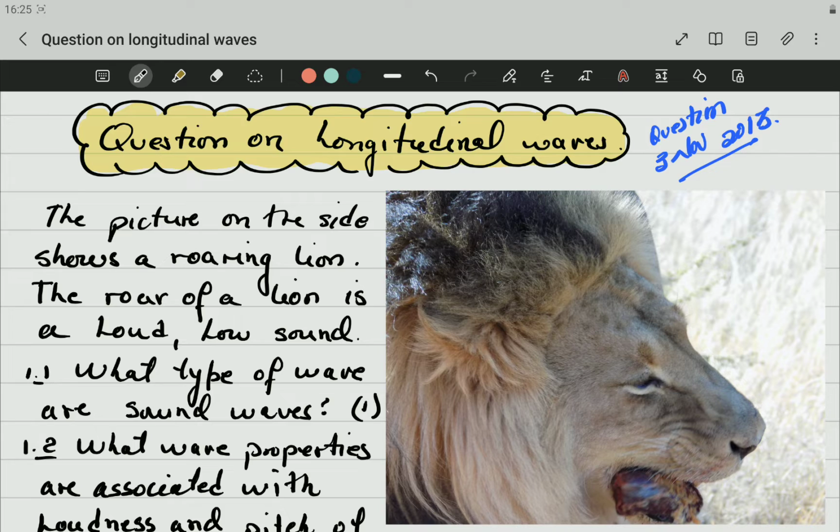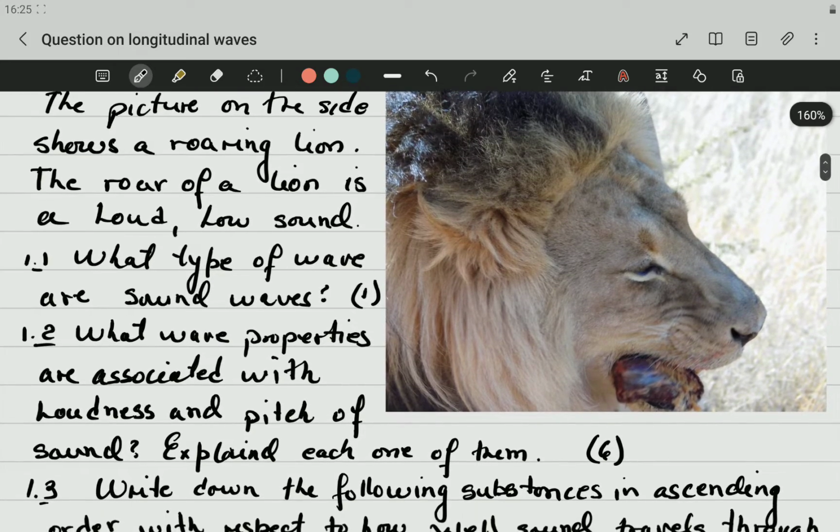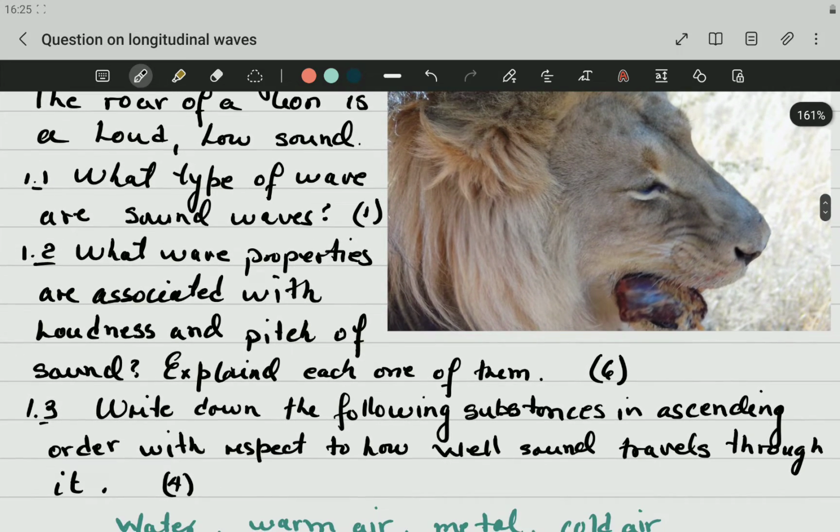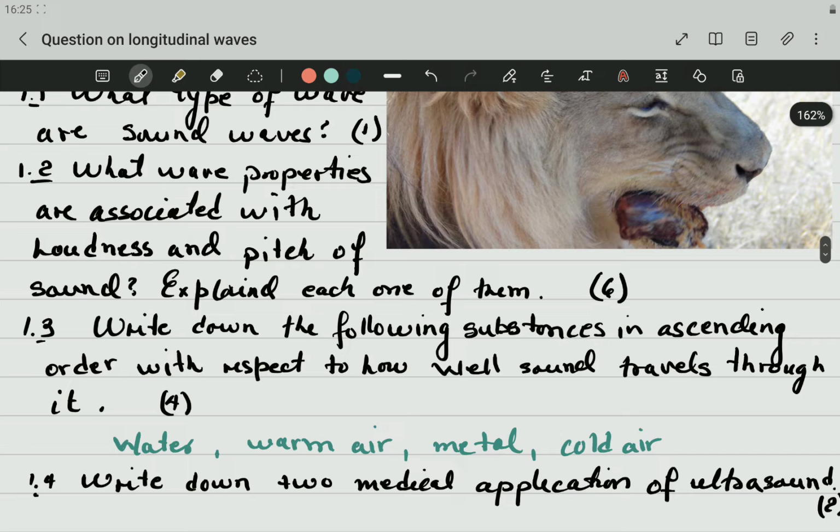The picture on the side shows a roaring lion. The roar of a lion is a loud, low sound. 1.1. What type of wave? A sound wave. 1.2. What wave properties are associated with loudness and pitch of sound? Explain each of them.